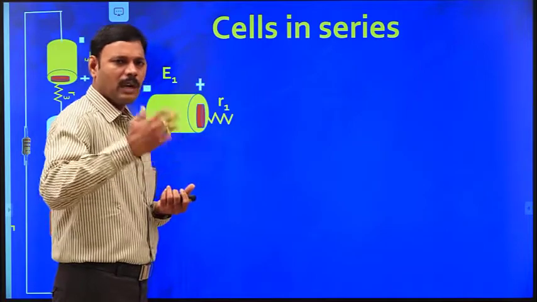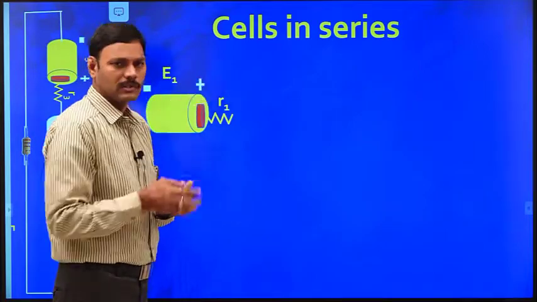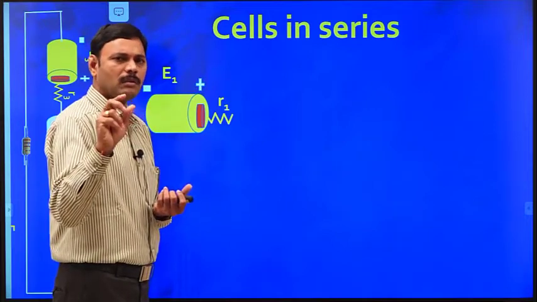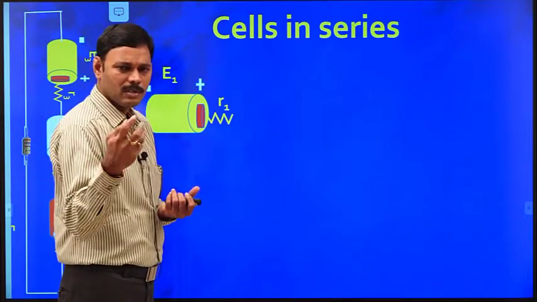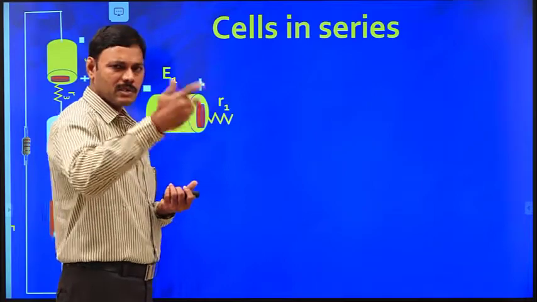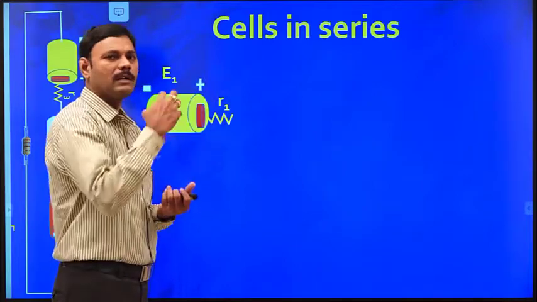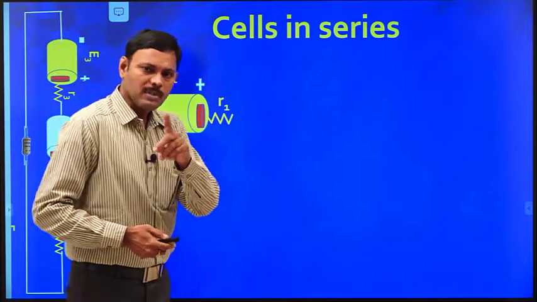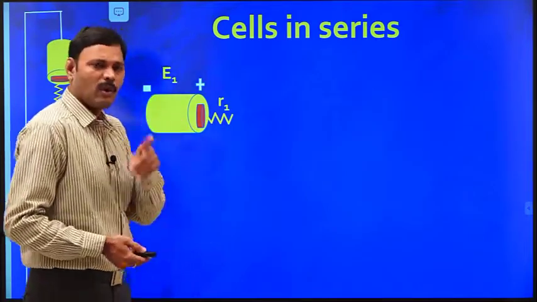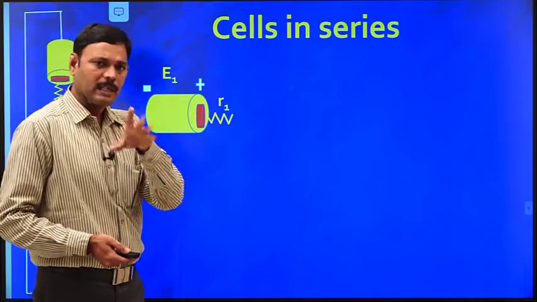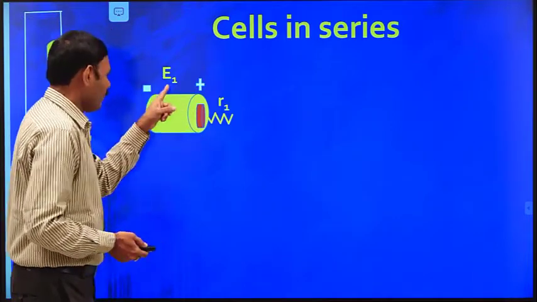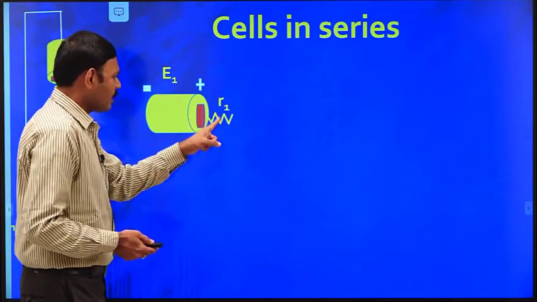If that is used for a long time, internal resistance increases. A fresh cell, a newly prepared cell, may have very negligible internal resistance. As we are using it, the internal resistance of the cell is increasing due to chemical reactions happening in the electrolyte. So anyhow, the opposition offered by electrolytes to the flow of ions through it is internal resistance. Let's consider the first cell having EMF E1 and internal resistance R1.